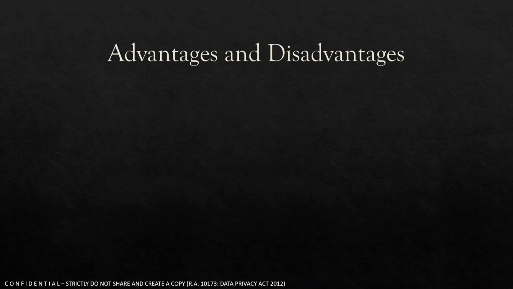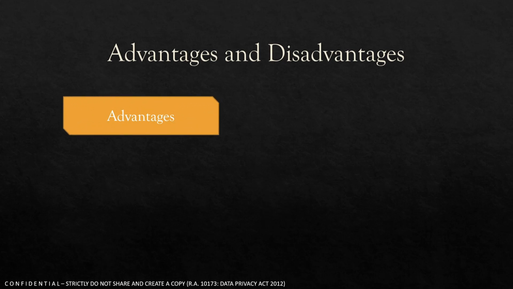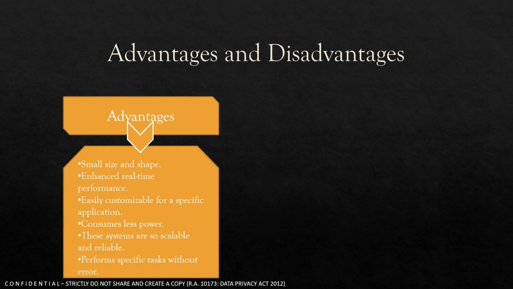Now we have the different advantages and disadvantages of embedded systems. First, let's proceed to the advantages. We have small size and shape, wherein we can use it in small parts or a small board. Also enhanced real-time performance, easily customizable for a specific application, and it consumes less power. These systems are scalable and reliable, and also perform specific tasks without error.